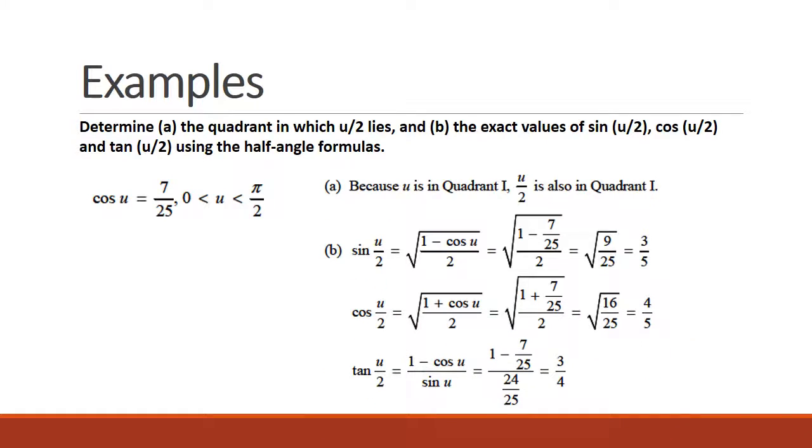Okay, so since the original angle is in quadrant 1, half of it has to be in quadrant 1 also. We didn't need to make the triangle for the first two because they gave us the cosine and that's what we needed. And then for the tangent, again, you can either do sine over cosine, 3/5 divided by 4/5, which is 3/4, or you can find the sine by making a triangle and then go ahead and solve it that way.